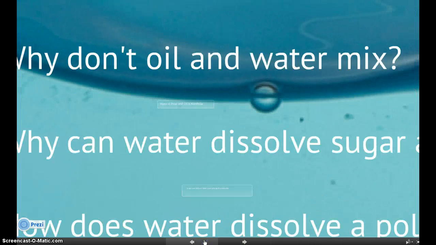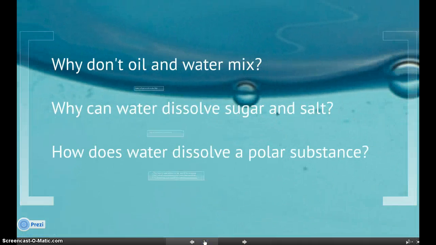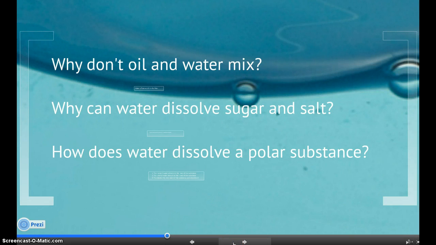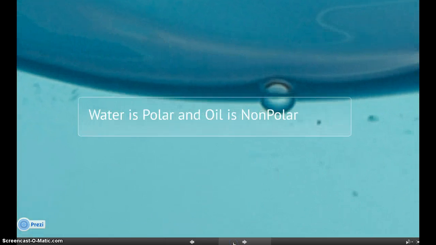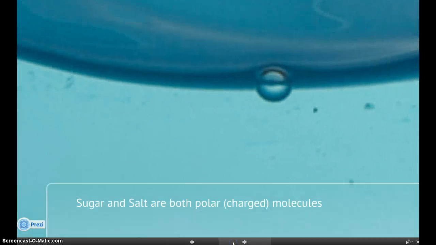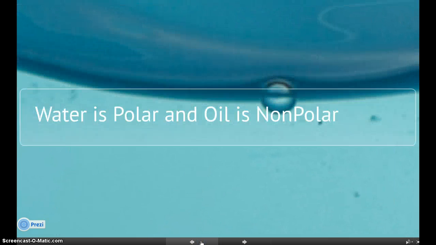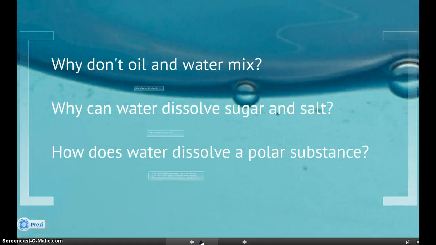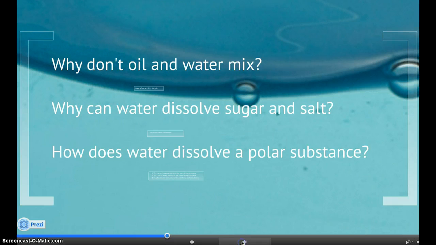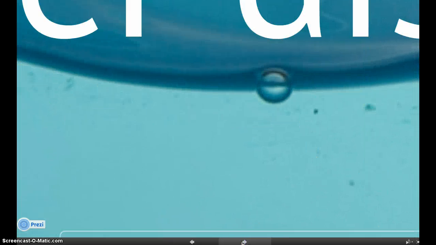If we go back to the question, why can water dissolve sugar and salt? We could then assume that because water is polar and it can dissolve sugar and salt, that we are talking about polar or charged molecules and atoms. And then if we head back out to the final question, how does water dissolve a polar substance? You can look at the properties there and what will actually happen.